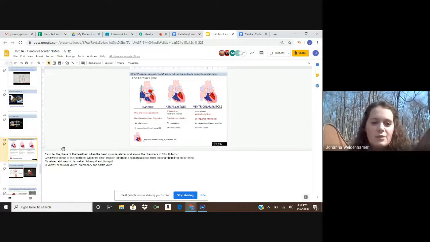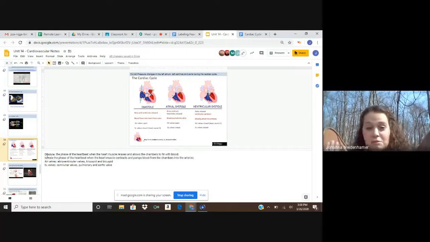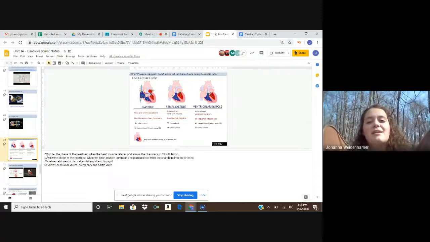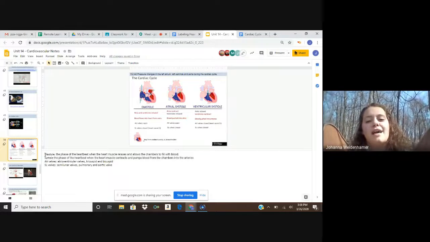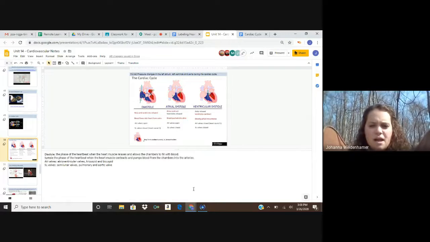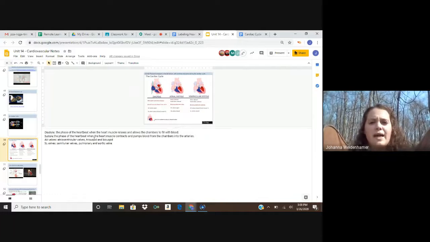Before we do that, though, I want to go through the different vocabulary that we are going to need to know before you jump in. First and foremost, throughout the cardiac cycle, there are diastole and systole, which explain the relaxation and contraction of the heart. If you take a look down here at the speaker notes, we're going to go through some vocabulary.